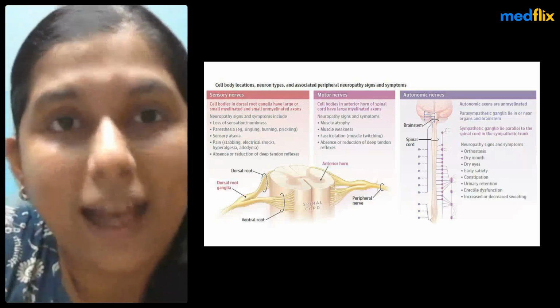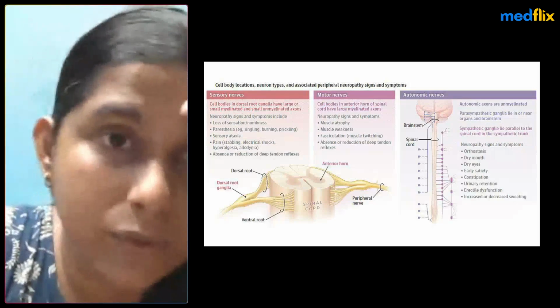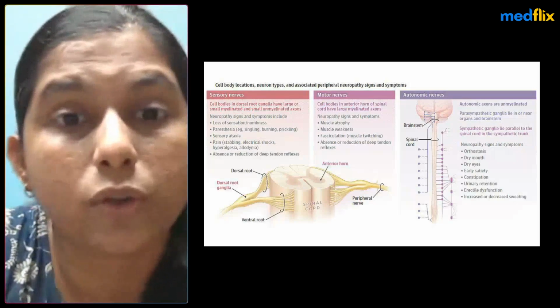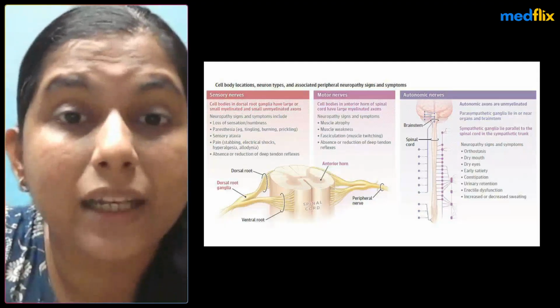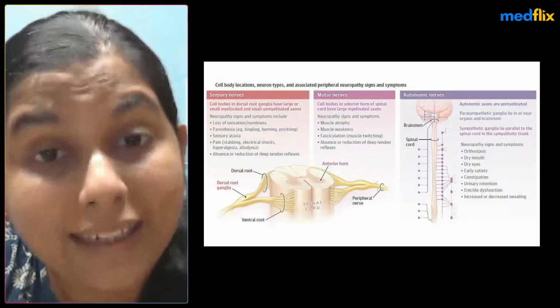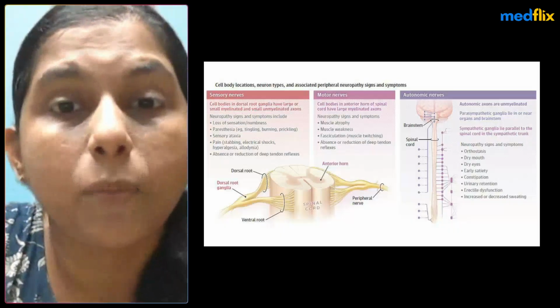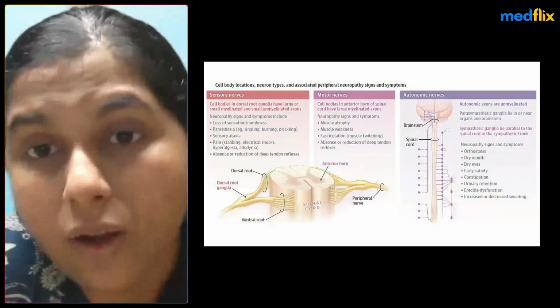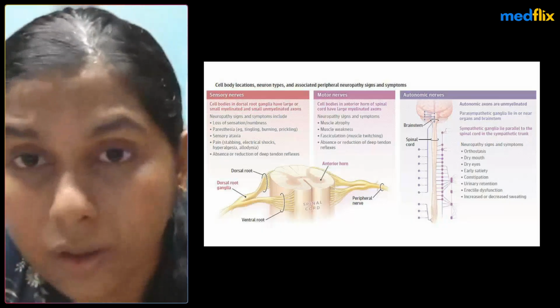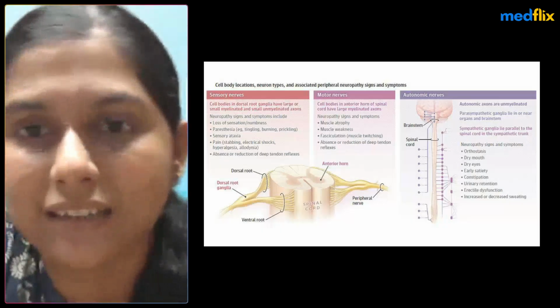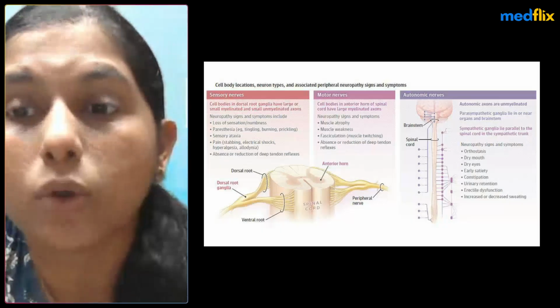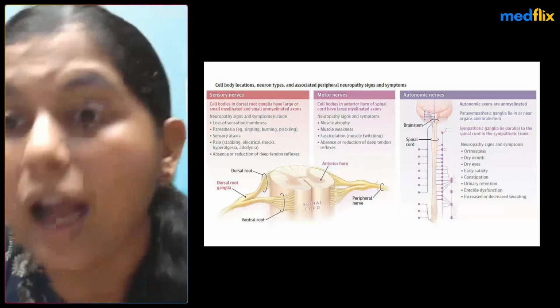So what we have now, if we bring in the sensory nerves, we know that the cell bodies are in the dorsal root ganglia, and they can be large or small, myelinated and small unmyelinated axons. And in the motor nerves, the cell bodies of the anterior horn cells are within the spinal cord, and they have large myelinated axons. And when it is autonomic axons, they are of course unmyelinated.